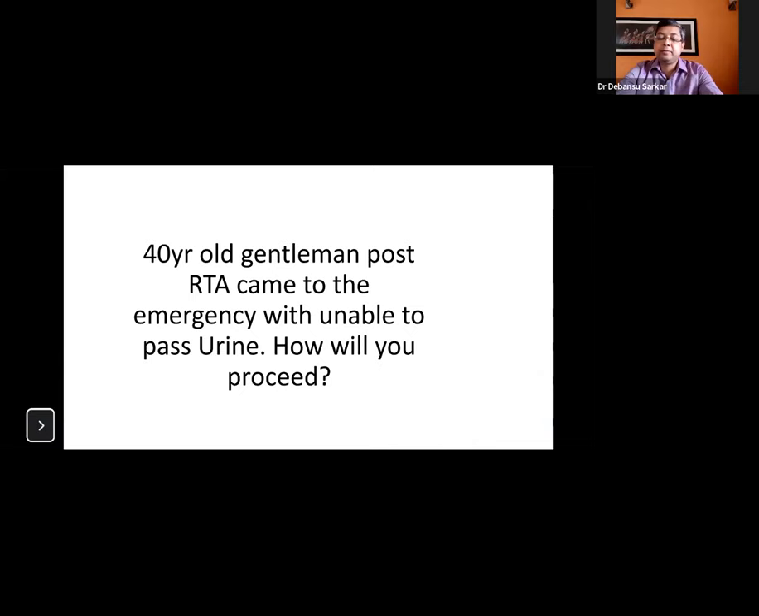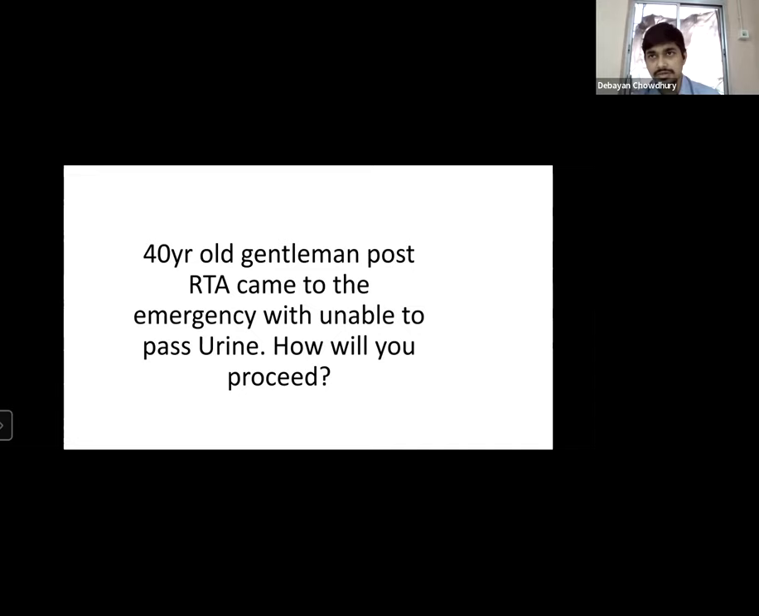So I will go through the ATLS protocol and check the airway of the patient. If there are any injuries associated with the airway, then check the breathing and circulation, expose the patient and look for any specific injuries in specific areas. I will look for any pelvic fracture, and if there is an associated pelvic fracture, I will wrap a blanket, whichever is near me, to stabilize the pelvis, and look for any blood at the tip of the penis, which will help me know if there is any injury associated to the urethra.